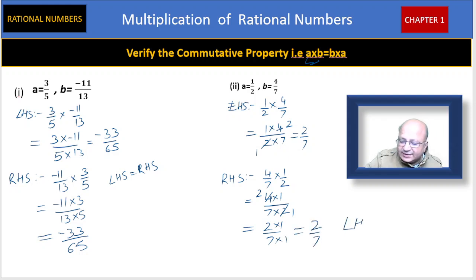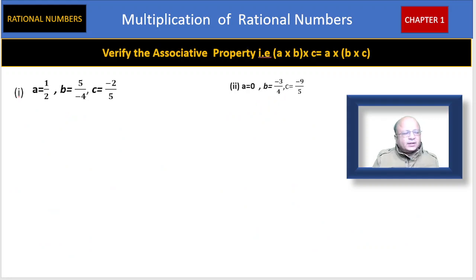So LHS is equal to RHS. Therefore, commutative property is verified in this case. Let's move on to another property, associative property. So with the help of questions, we will be proving the associative property of rational numbers.